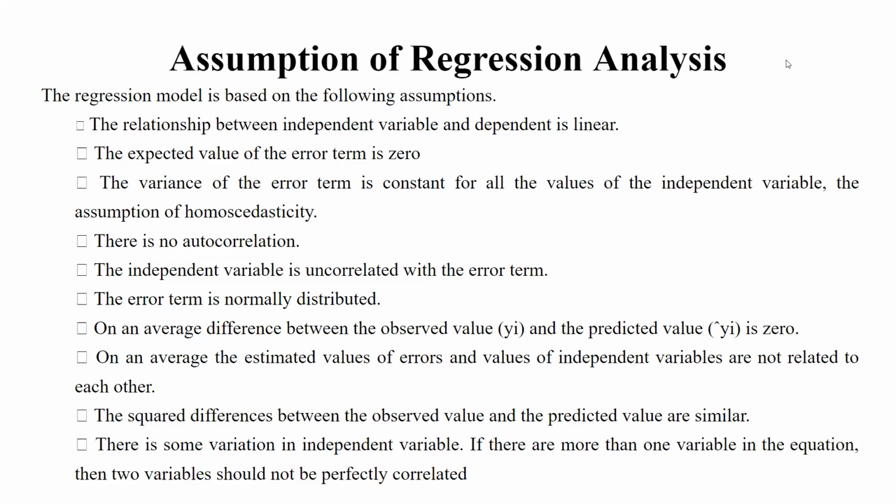Then the fourth assumption is that there is no autocorrelation between the independent variables. Then the error term is normally distributed. The independent variable is uncorrelated with the error term. On an average, the difference between observed value and predicted value is 0. That is another assumption.